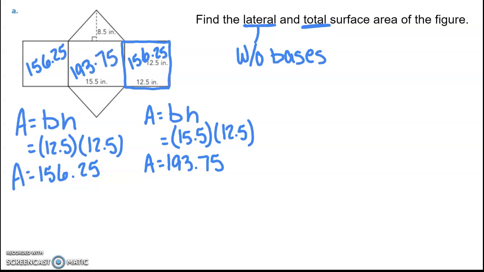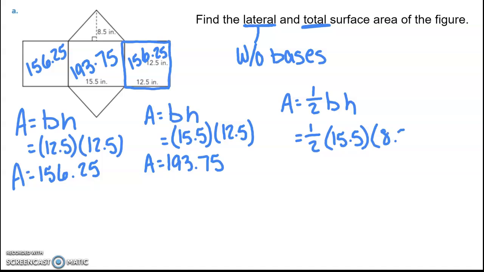And then all I have left is the triangle. To find the area of the triangle, I use area equals 1/2 base times height. So I have 1/2 times the base of the triangle is 15.5. The height of the triangle is 8.5. Go ahead and multiply those three. When you multiply those out, you should get 65.875. So that's for each triangle.